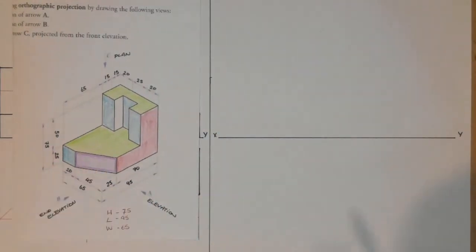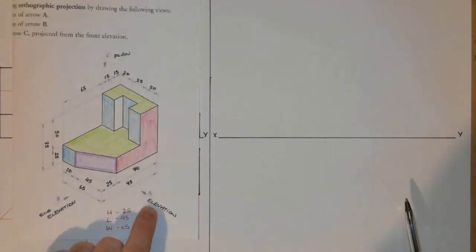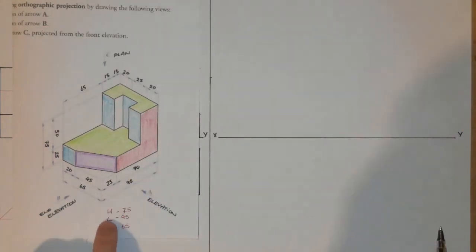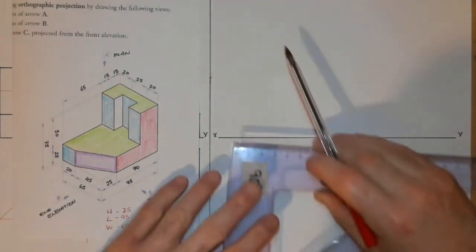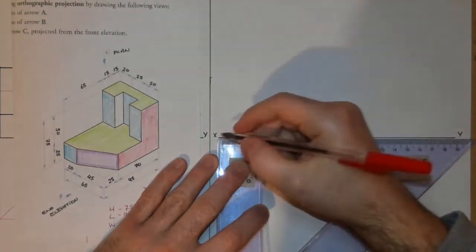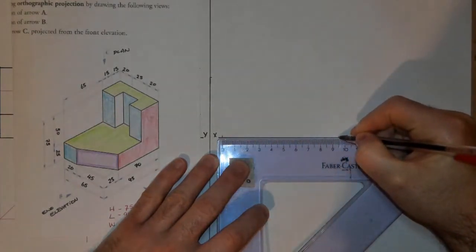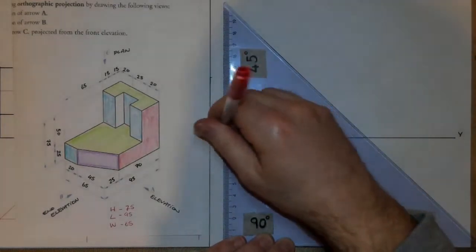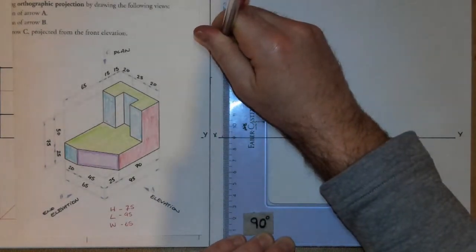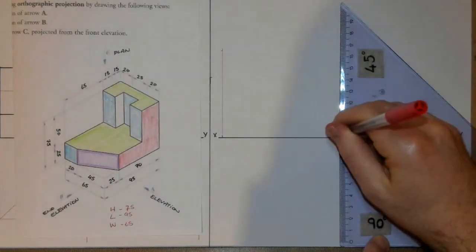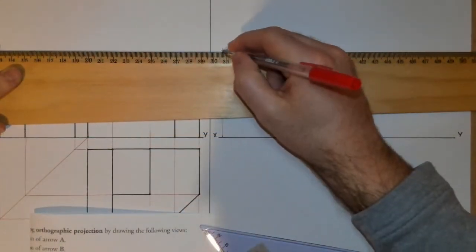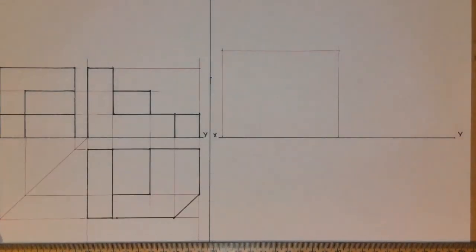So setting up our boxes, the elevation arrow in the direction of arrow A this time is pointing to the left, therefore my XY line is going to go on the left. So I need to make a box that is 95 long and 75 high. Starting on the left hand side of my XY line this time, and then a height of 75. So there's my elevation box.